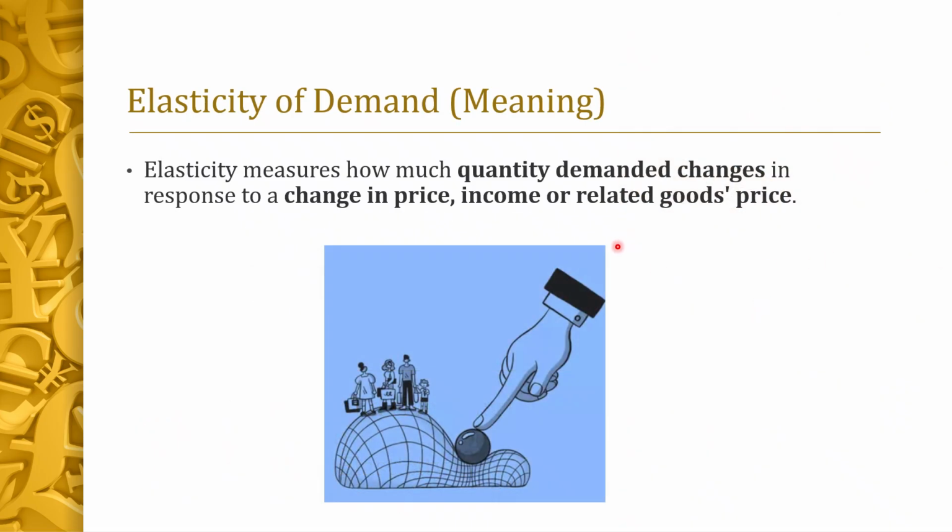Elasticity measures how much demand changes when there is a change in price, a change in income, or a change in the price of related goods. So this elasticity measures how much quantity demanded changes in response to a change in price, income or related goods' price. So we call it price elasticity of demand, income elasticity of demand, or substitute goods elasticity of demand. It can be defined in this way also.